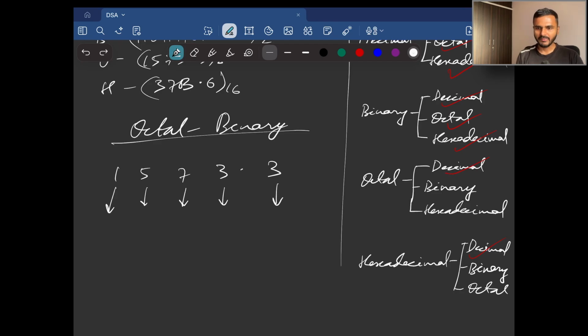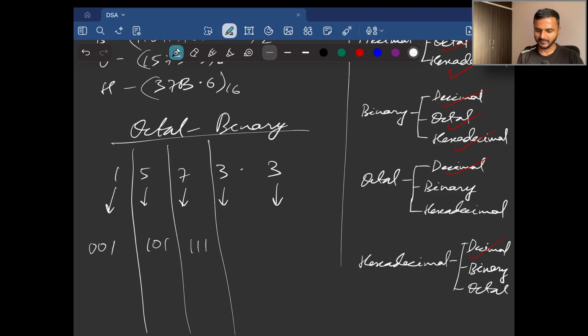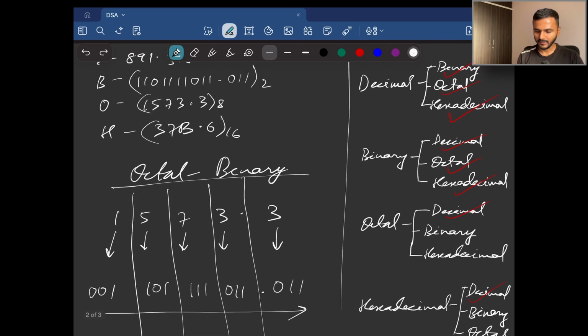Let me tell you how. We know that 1 in decimal number system can be written as 001 in binary, 5 can be written as 101, 7 can be written as 111, 3 can be written as 011, and 011 here as well. Put a decimal point in between and we have our binary number which corresponds to this octal number, which, starting from the extreme right, is 110 dot 110, 111, 101, and 001. This is how we can convert from octal to binary. With this, we are done with one more conversion.